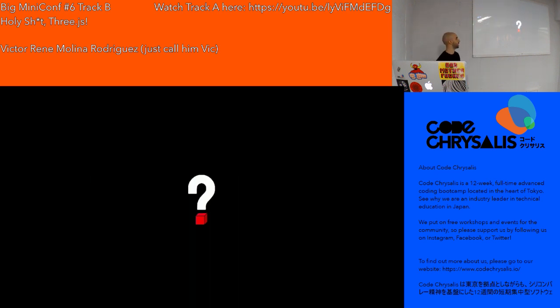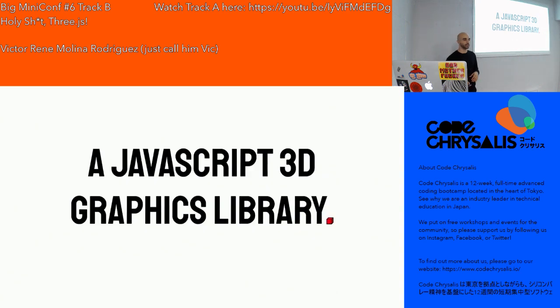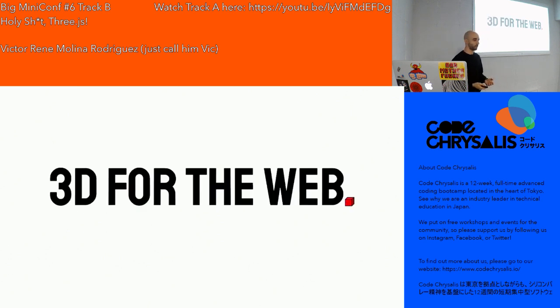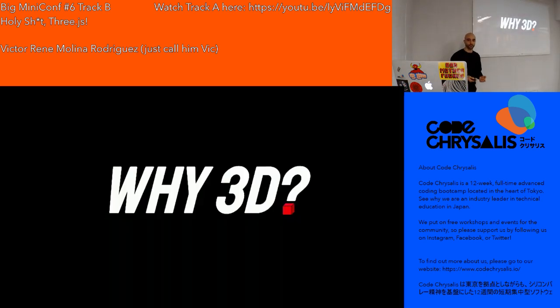So what is Three.js? Three.js is a JavaScript 3D graphics library. That means it's 3D for the web. So why 3D? As a creator, as a website owner, as a developer, why do I want 3D in my life? I have three reasons.